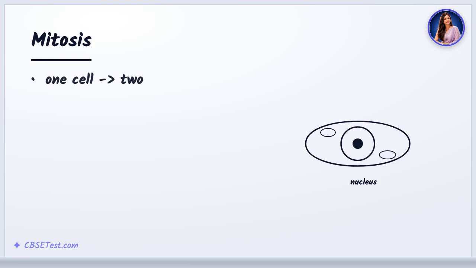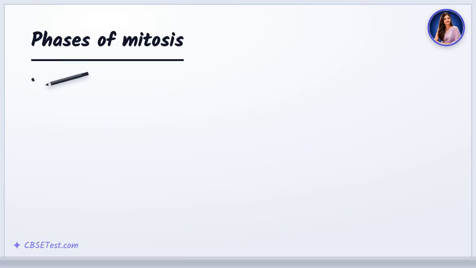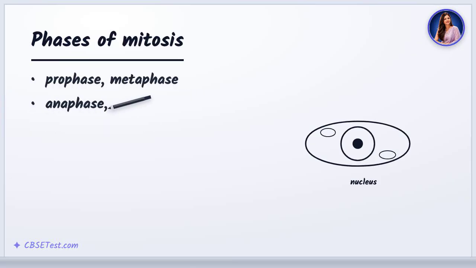In mitosis, a single cell divides into two identical daughter cells with the same chromosome number. It is used for growth, repair, and replacing old cells. Mitosis proceeds through prophase, metaphase, anaphase, and telophase. The chromosomes condense, line up, separate, and reform nuclei, followed by cytokinesis.